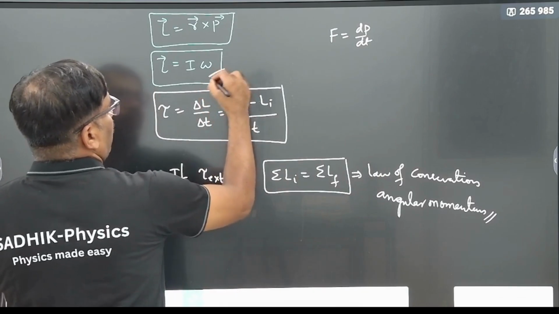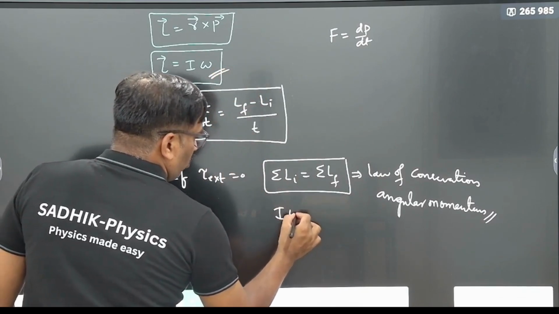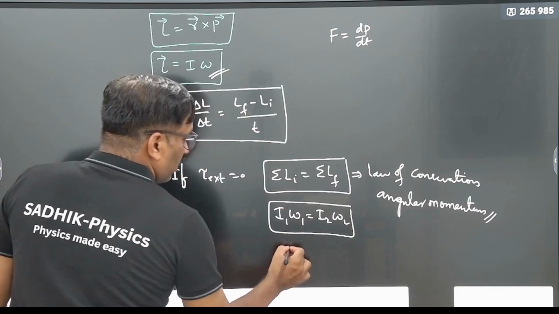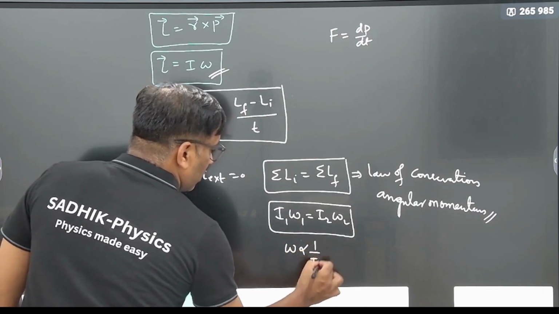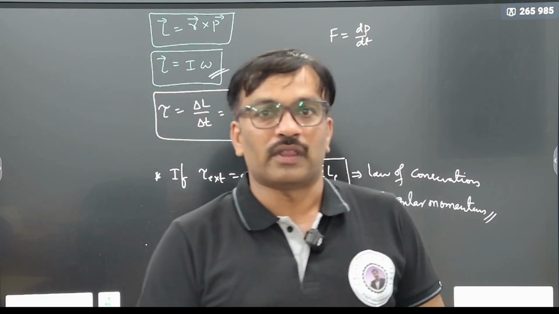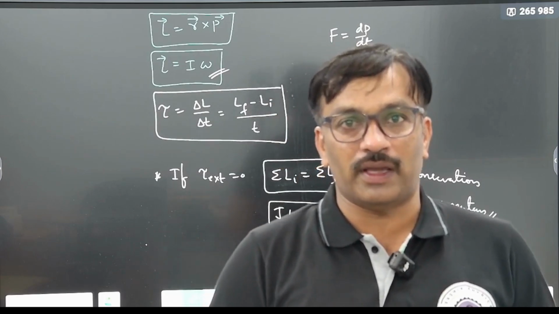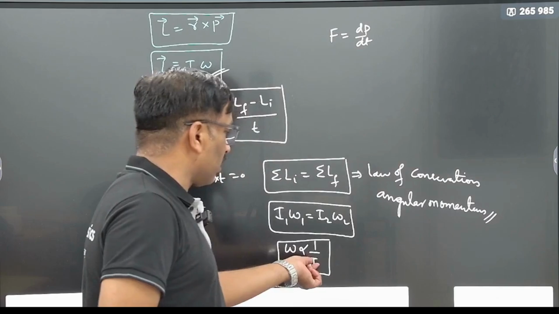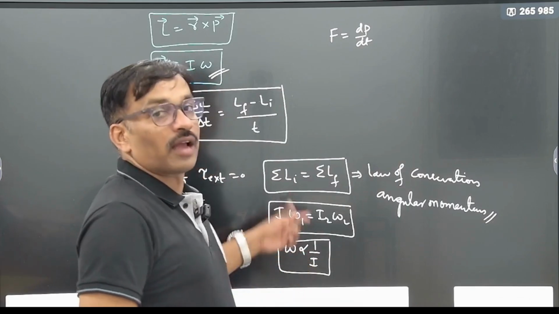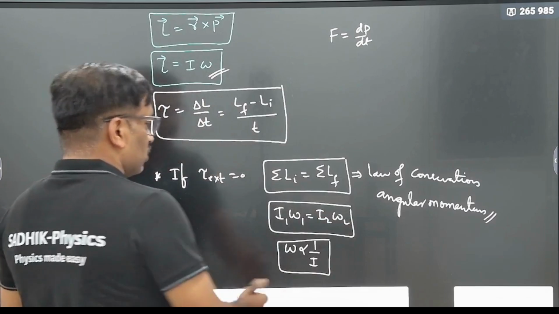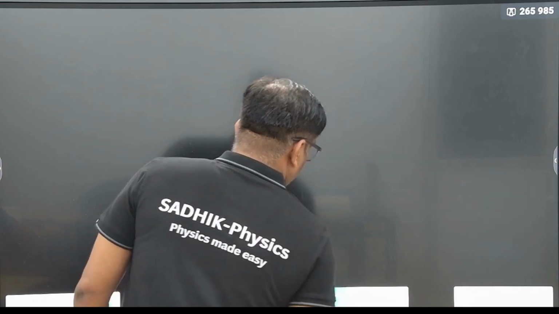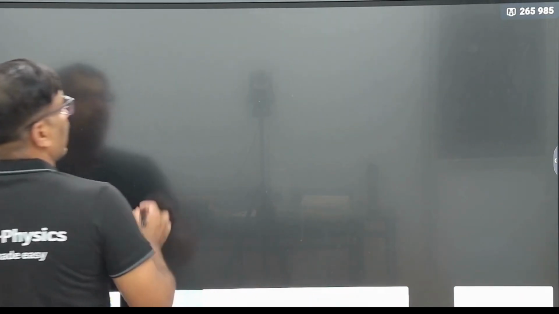So what is the angular momentum formula? Here I1 omega 1 is equal to I2 omega 2. Therefore omega is inversely proportional to I. That means if we are able to change the moment of inertia, angular velocity will automatically change. If moment of inertia is increased, angular velocity is decreased. If moment of inertia is decreased, angular velocity will be increased. We will see one best example of this.